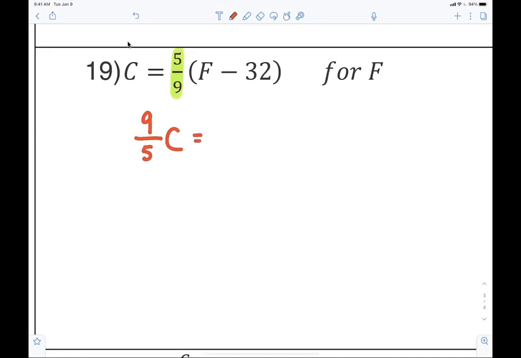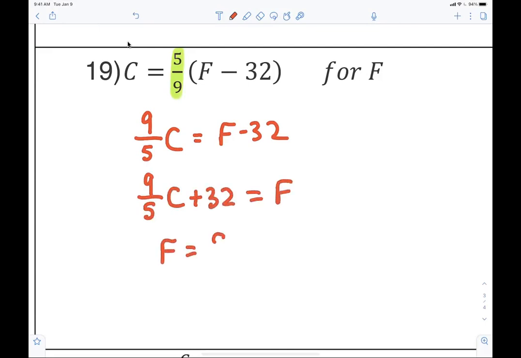9/5 C equals F minus 32. Do you agree with that? Yeah. Molly, what do I do now? Plus 32. Good job, guys. All right, I told you, you're getting the hang of it. So I'm just going to go ahead and write F equals. And believe it or not, I'm sure you guys all know that's the Celsius to Fahrenheit and Fahrenheit to Celsius formula.